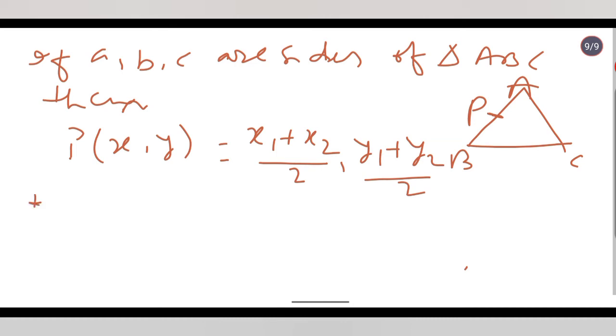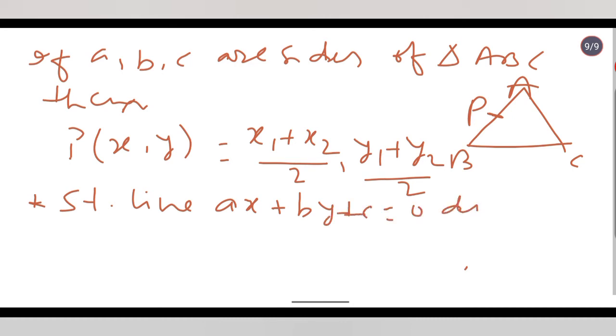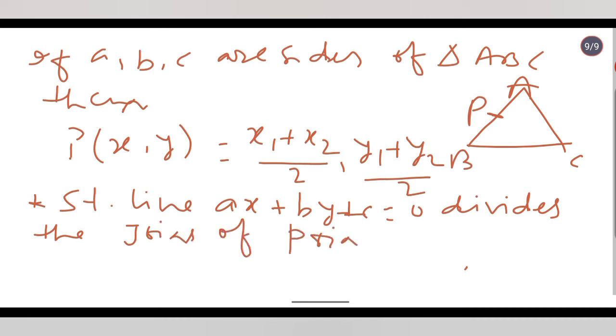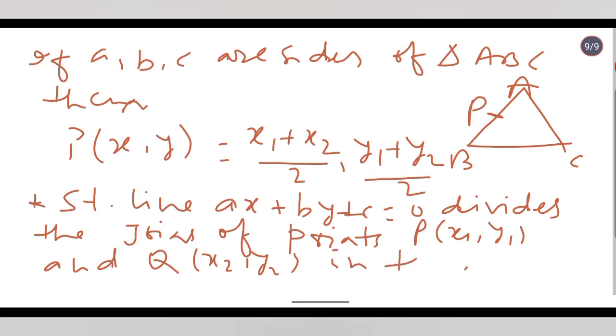Next concept है a straight line having equation ax plus by plus c equal to 0 divides the join of points P (x1, y1) and Q (x2, y2) in the ratio. अब ये किस रेशियो में उसको डिवाइड करेगी, कि एक स्ट्रेट लाइन है, ठीक है, सपोज करते हैं. अब ये तो मिड पॉइंट था, अगर यहाँ से ऐसे जा रही है तो किस पॉइंट पे ये उसको डिवाइड करेगी, उसका रेशियो हमें बेसिकली बताना है.